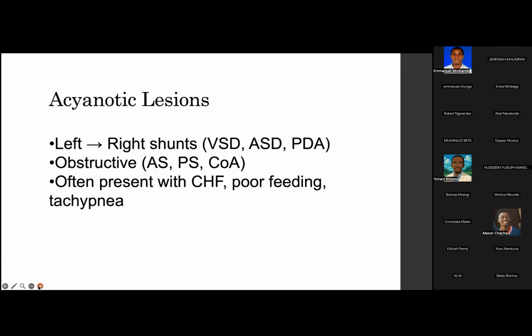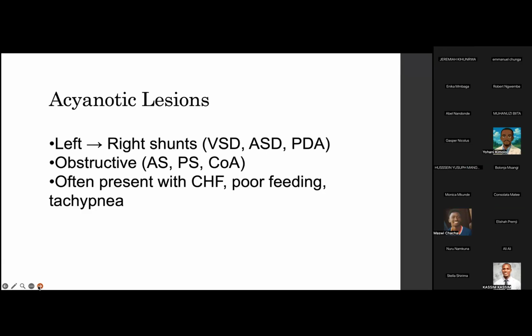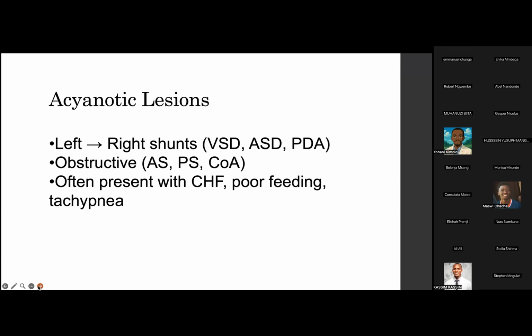Now, let's talk about acyanotic. Acyanotic is anything that will increase the left to right shunts, for example, ventricular septal defect, atrial septal defect, and patent ductus arteriosus. The obstructive ones will be your aortic stenosis, your pulmonary stenosis, and your coarctation of aorta. Often these present with congestive heart failure, poor feeding, and tachypnea. These are the ones which will present after 1 month, all right? And they will have congestion as the main issue.